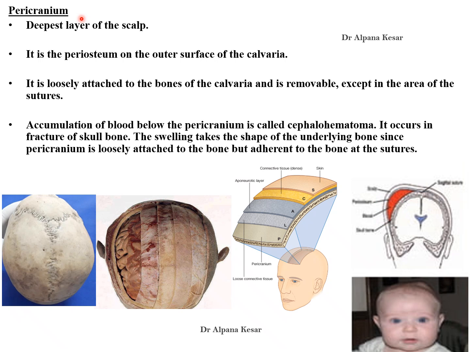Pericranium is the fifth layer of the scalp. It is the deepest layer of the scalp. It is the same as the periosteum, present on the outer surface of the calvarium. It is loosely attached to the surface of the bones but firmly adherent at the sutures. Whenever there is accumulation of blood or fluid beneath the pericranium, it will take the shape of the underlying bone. Such a condition is known as cephalohematoma.